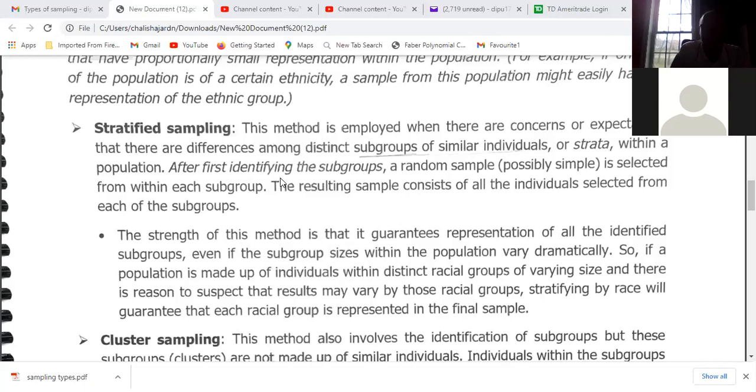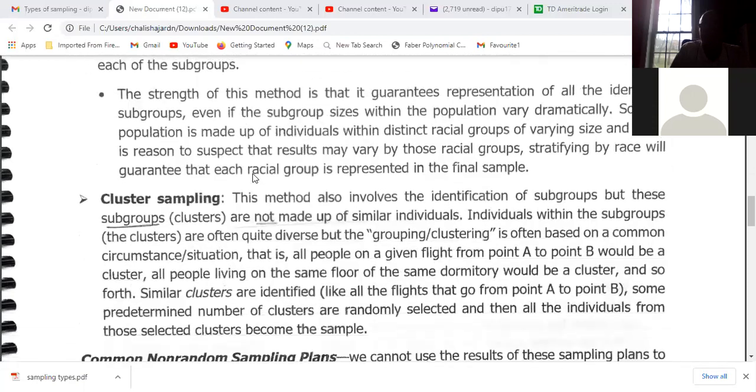That's fine. The next one is cluster sampling. This cluster means here we have subgroups with similar individuals, right? Here we have a slight difference. We have some specific cluster. Cluster means again subgroups, but in a systematic method. So cluster is really very important.